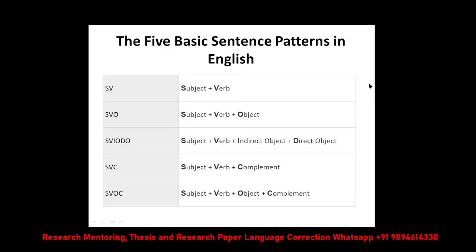First, these are the five basic sentence patterns. These are the short forms: subject verb object, subject verb indirect object and direct object, subject verb complement, subject verb object and complement. These are the basic combinations. But I am not going to restrict myself to these five, there are certain additional rules also. I will tell you quickly. Okay, come.